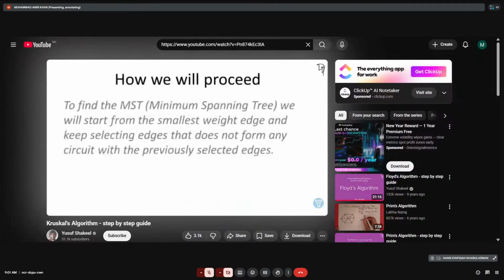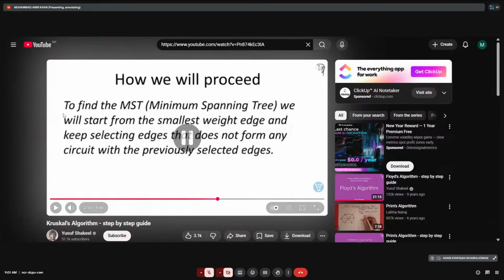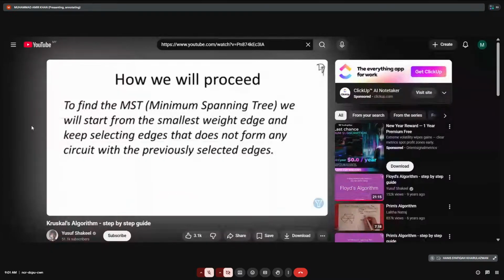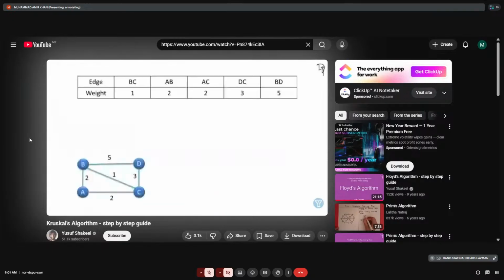So how will we proceed with this? To find the MST, we will start from the smallest weight edge and keep selecting edges that do not form any circuit. Circuit means loop, we can say, with previously selected edges. There is no link with the previously selected edges. How? Here.